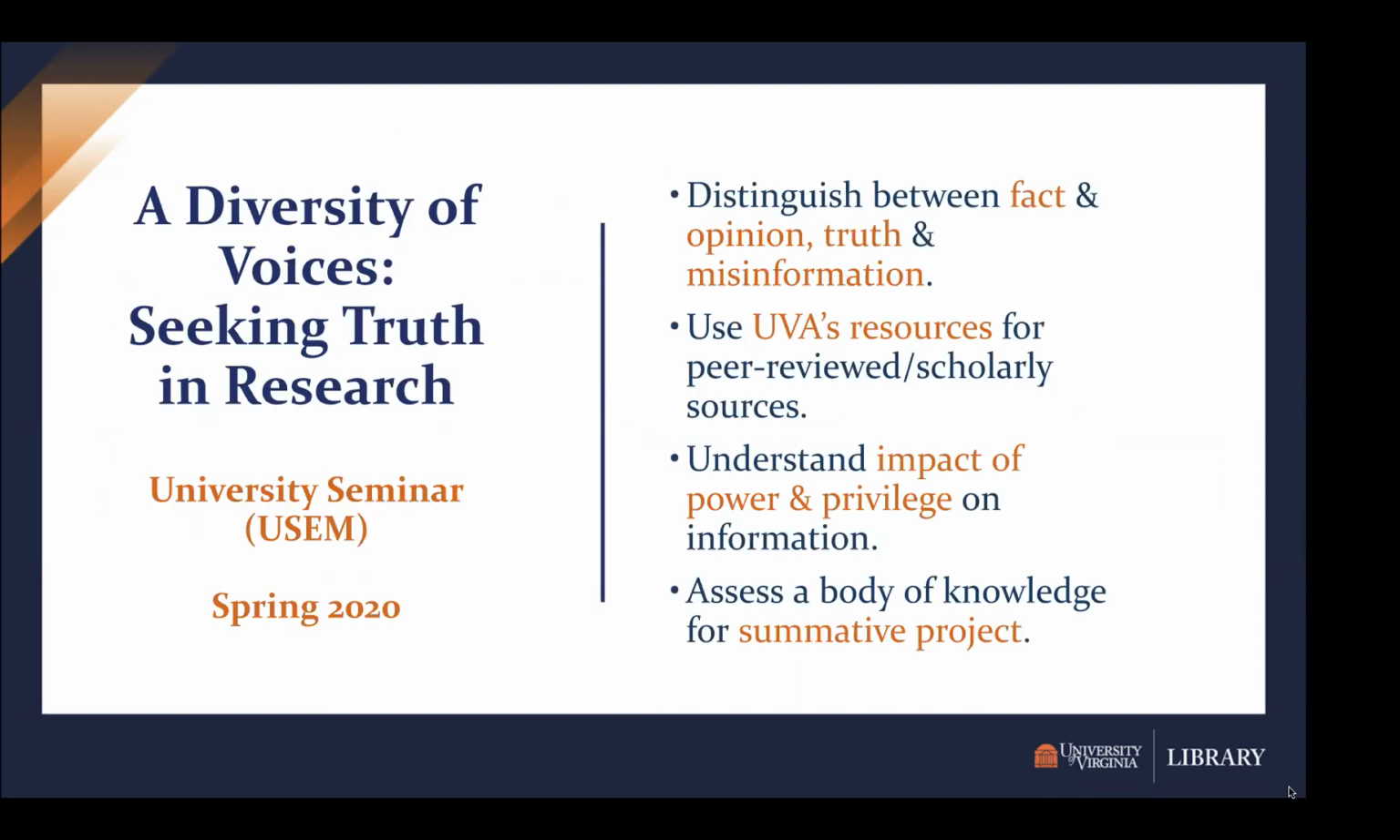We started with learning objectives, and we knew first off that we wanted students to be able to do the following: to distinguish between fact and opinion and truth and misinformation, to use the university's resources to locate and appropriately use peer-reviewed and scholarly resources, to understand the impact of power and privilege on the creation, dissemination, and preservation of information, and to assess a body of knowledge on a contemporary social issue and apply the research skills learned to create and present a summative project.